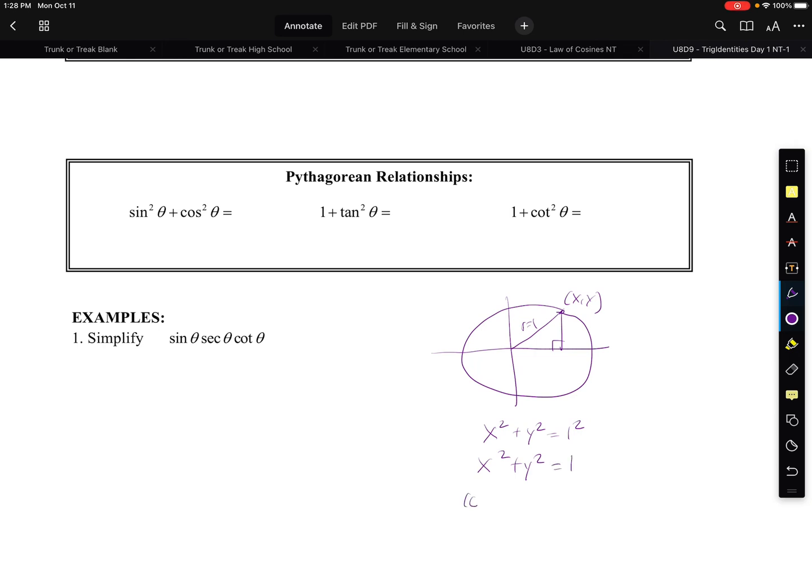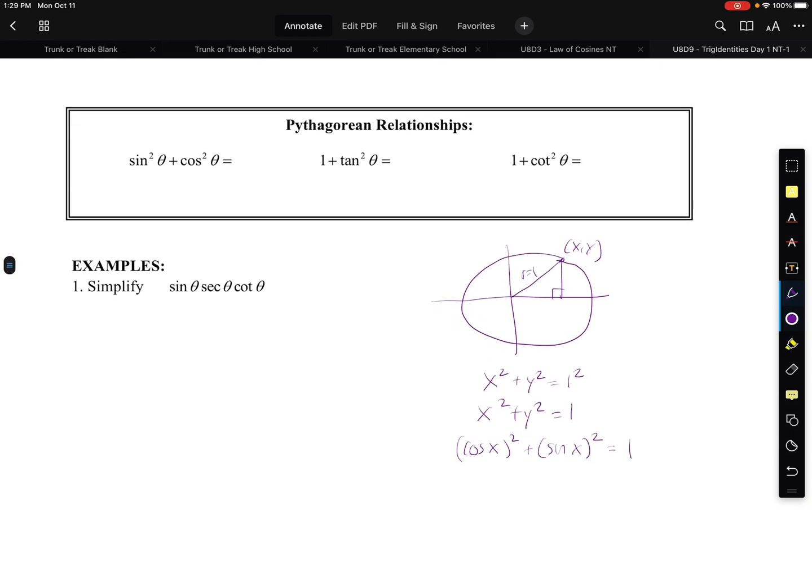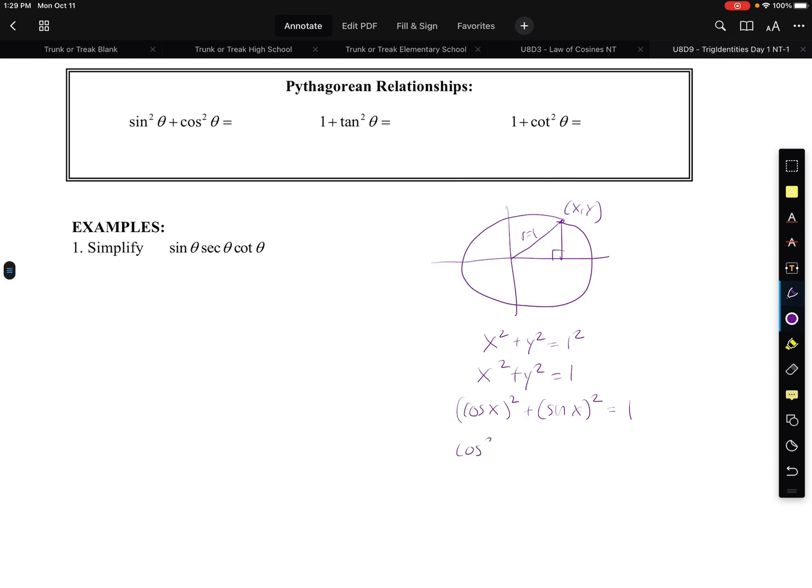What we also know is that x is cos and y is sine. So we can write this as cos squared x plus sine squared x equals 1. That's why our first big identity rule is sine squared theta plus cos squared theta equals 1. And that's because we have the Pythagorean theorem on our unit circle. Our radius is 1, and x goes with cos and y goes with sine.